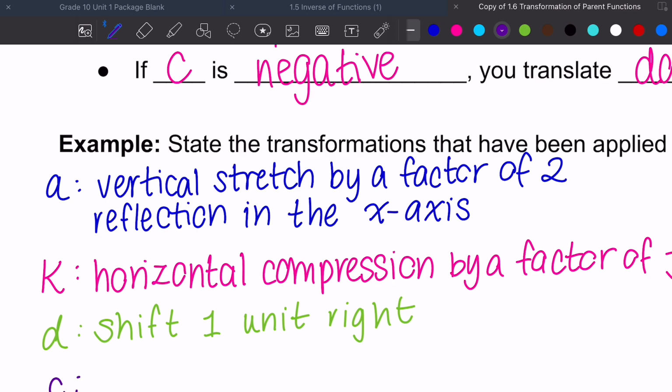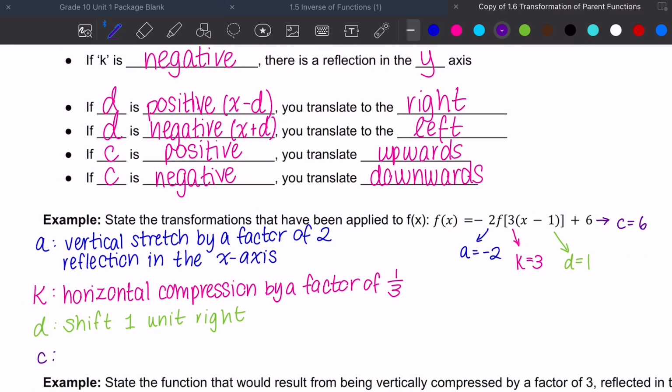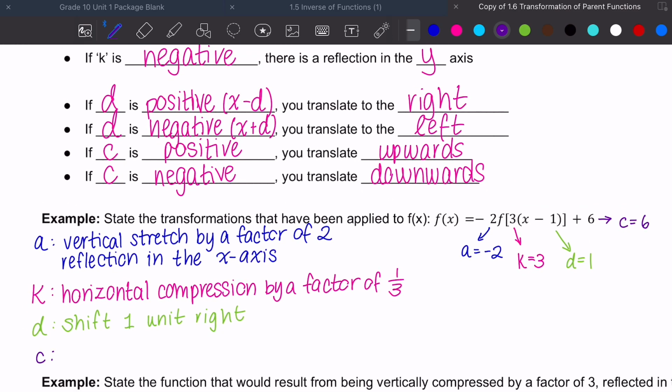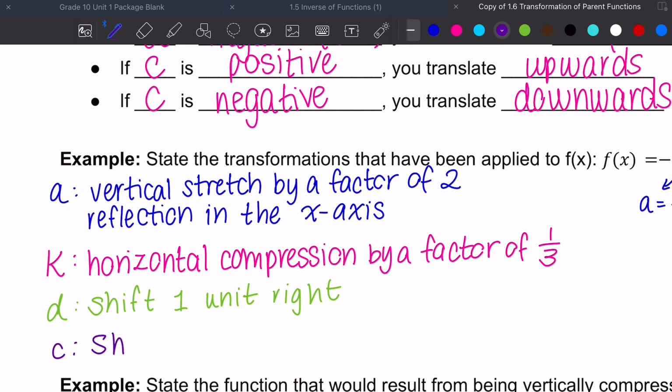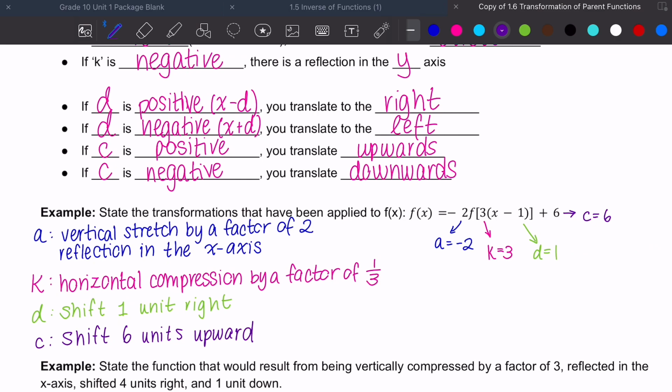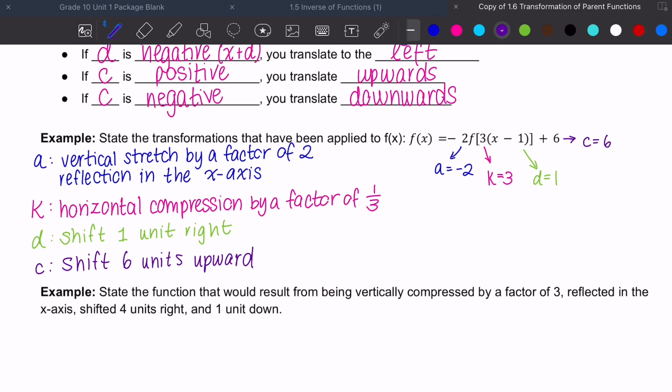And then lastly, C, which is on the outside, that's 6, which we said if C is positive, then I'm going upwards. So this is just a shift 6 units upward. And voila, you've described every transformation that this function has gone through. And that's it. The one below it is the reverse.